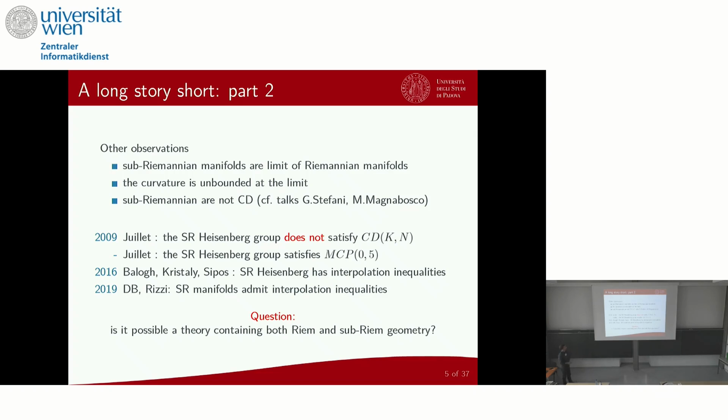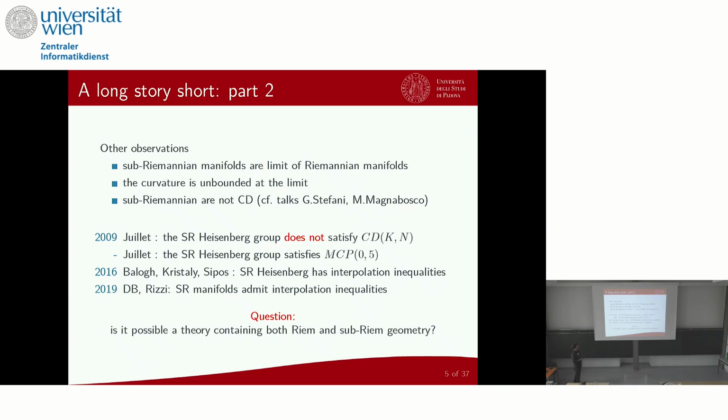Then in 2016, Balogh, Kristály, and Sipos proved that it is possible to have some interpolation inequality for optimal transport in the sub-Riemannian Heisenberg group. I will say something more precise later. And in 2019, with Luca Rizzi, we extended this result, which in the Heisenberg group was based on the explicit expression of the geodesics, to more general sub-Riemannian manifolds. So the question is whether it is possible to build a synthetic theory which contains both cases, since you have some good properties of the transport, but the classical CD is not working.